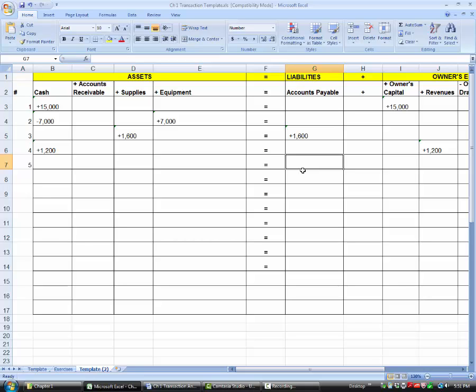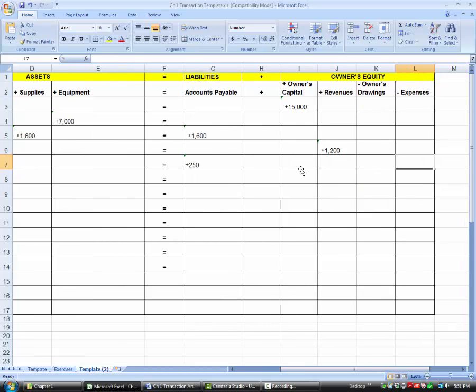Since we received a bill and we haven't paid, we will owe more money. Remember we said that when we purchase on account or purchase on credit, our liability balance increases. Therefore, we have to show plus 250 in the liabilities column. We did not pay cash, so we cannot use our cash column for this transaction. Also, we said that we have a liability relating to an expense, which is advertising.